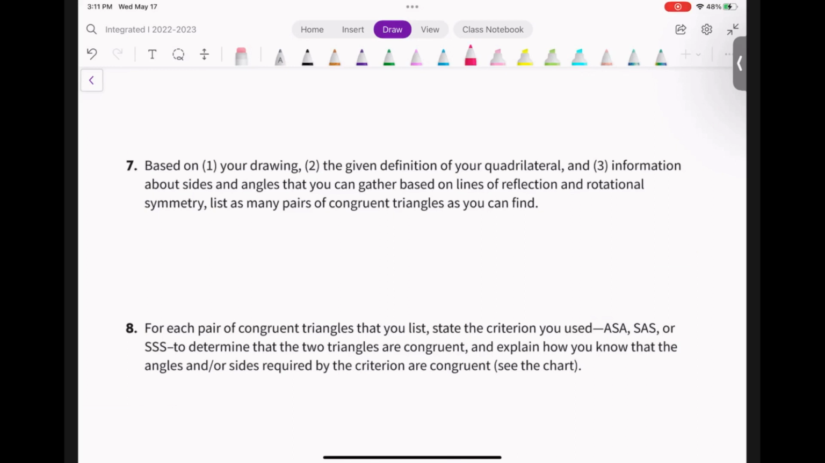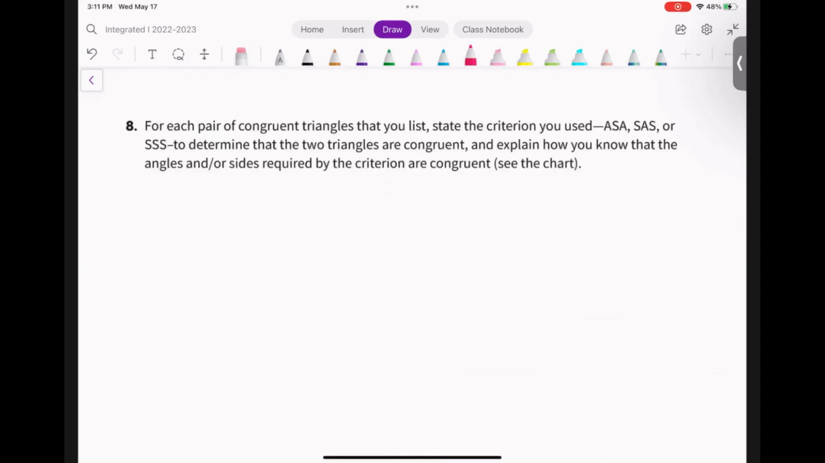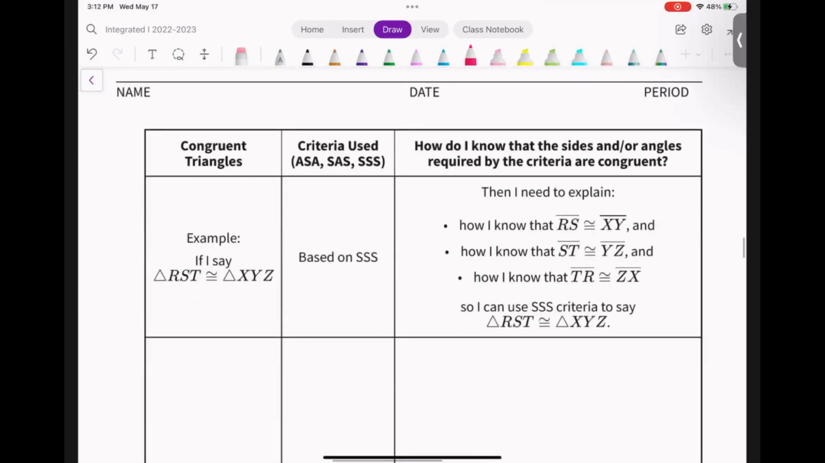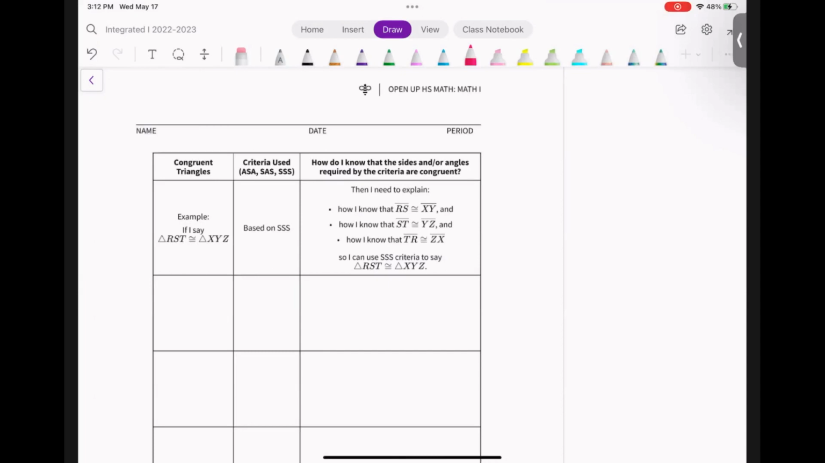You should be using ASA, SAS, SSS, AAS, right? So it says for each pair of congruent triangles that you list, state the criterion you used to determine that the two triangles are congruent, and explain how you know that the angles or sides are congruent. Okay, we did that. So now what you're going to do is fill all this in.